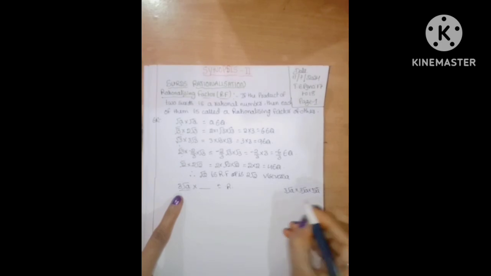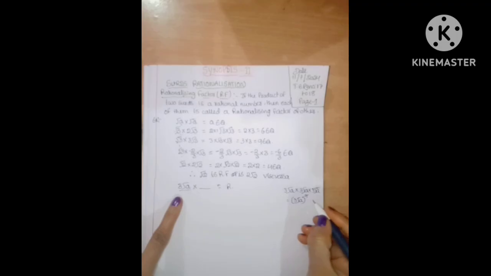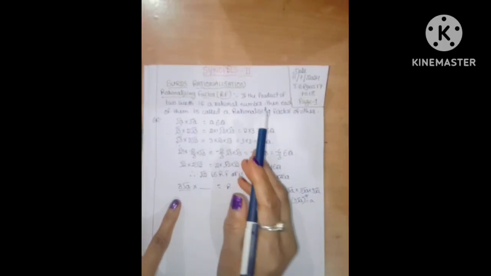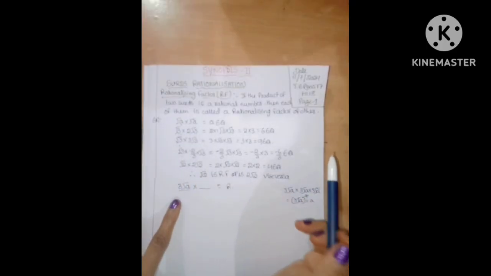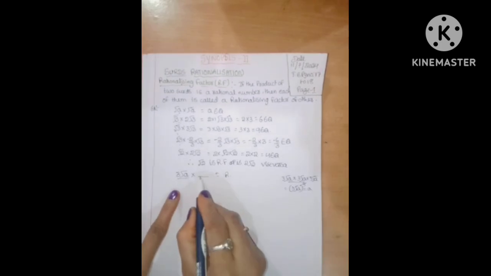How to write this one? Cube root a cubed. It gives a, the root and the 3 are cancelled, we will get just a. That is a rational number. But according to the definition, it should be only 2 surds, we can't take 3 surds. Only 2 surds.